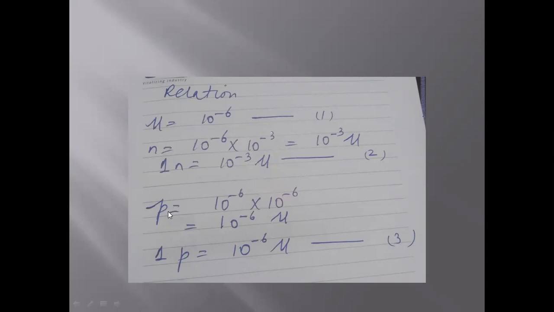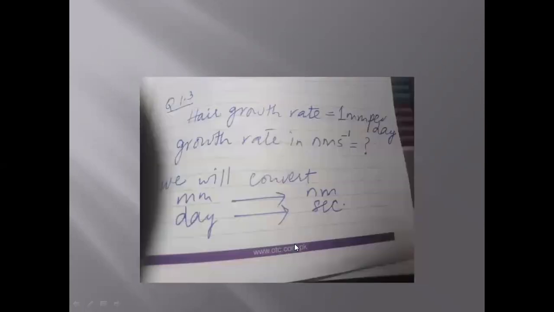Then pico is equal to 10 raised to the power minus 12. So what you will do is 10 raised to the power minus 6 into 10 raised to the power minus 6. Then you will convert this into micro, and you will get 10 raised to the power minus 6 micro. So the relationship between pico and micro is 1 pico is equal to 10 raised to the power minus 6 micro. Then is question 1.3.